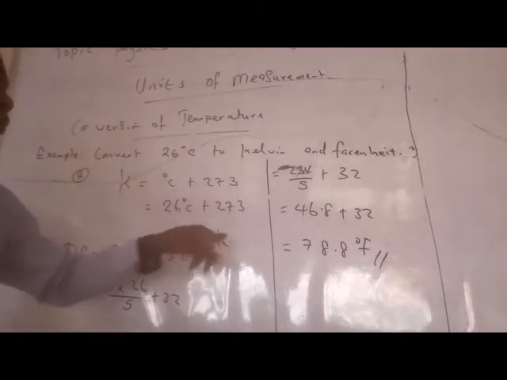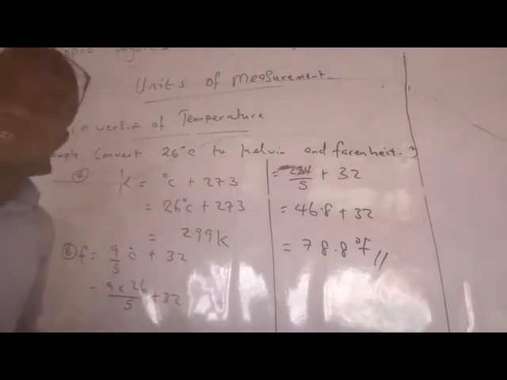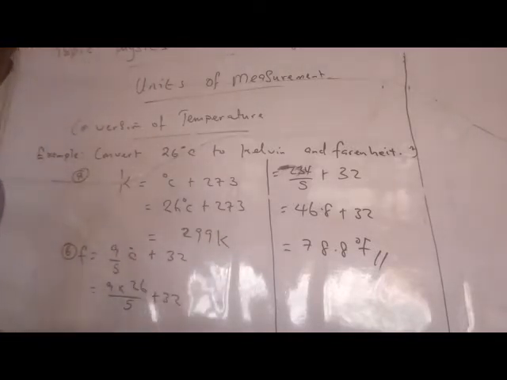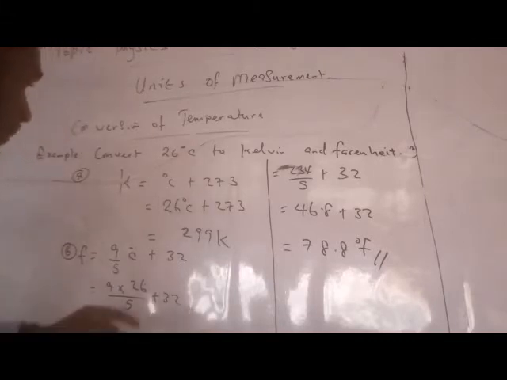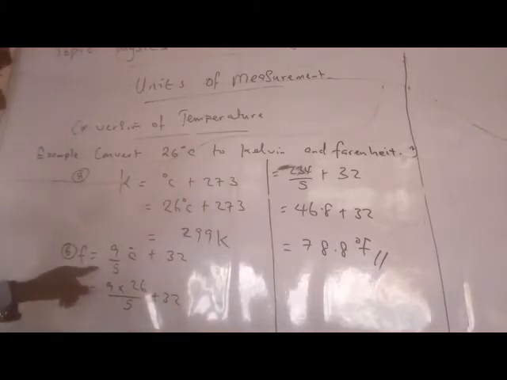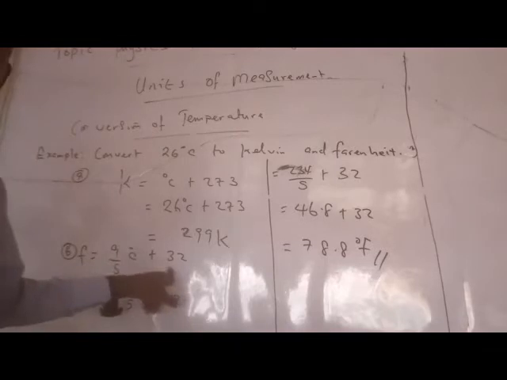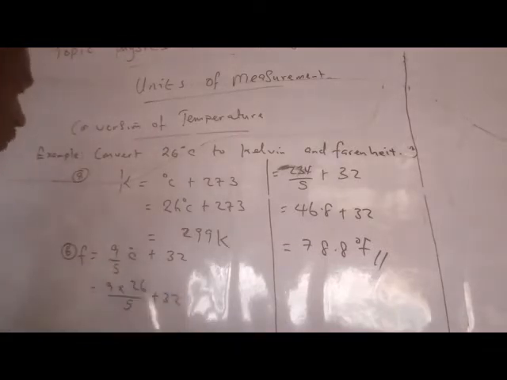26 degrees Celsius plus 273 should give you what? 299 Kelvin. As simple as that. That is how to convert the temperature from degrees Celsius to Kelvin. Now to convert it from degrees Celsius to Fahrenheit, the formula is what? 9/5 degrees Celsius plus what? 32.